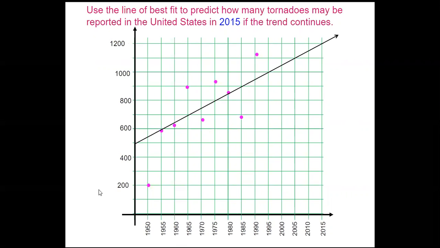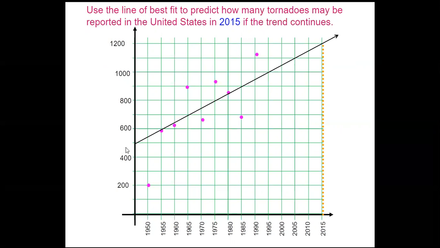If we look above the line, you will find 1, 2, 3 points. Under the line, you have 1, 2, 3, and you have 4 touching the line. In this one, it says: use the line of best fit to predict how many tornadoes may be reported in the United States in 215 if the trend continues.